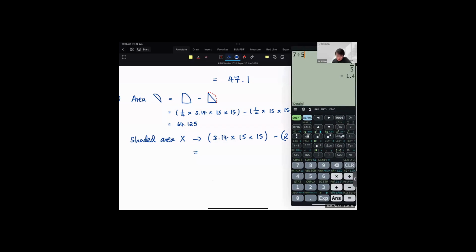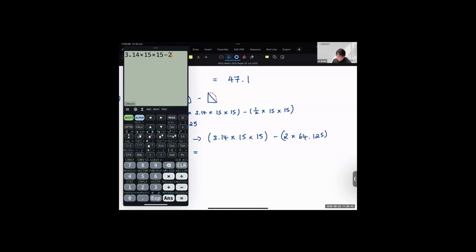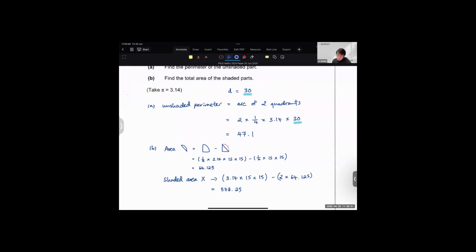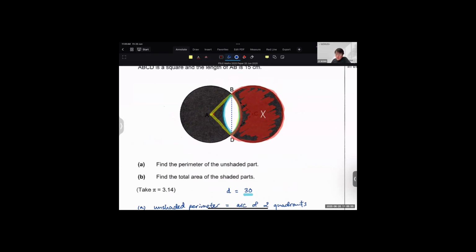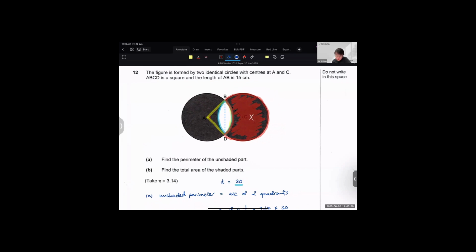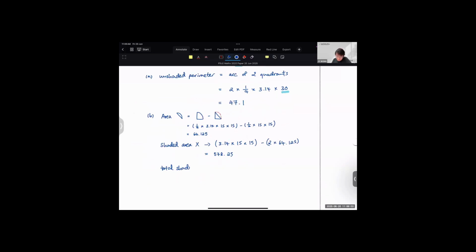Okay. So 3.14 times 15 times 15 minus 2 times 64.125, you will get 578.25. And that gives me my shaded area X over here, right? The red color part. Okay. And because that is my shaded area X, obviously to find your total shaded area, you just take 578.25, you multiply by 2.